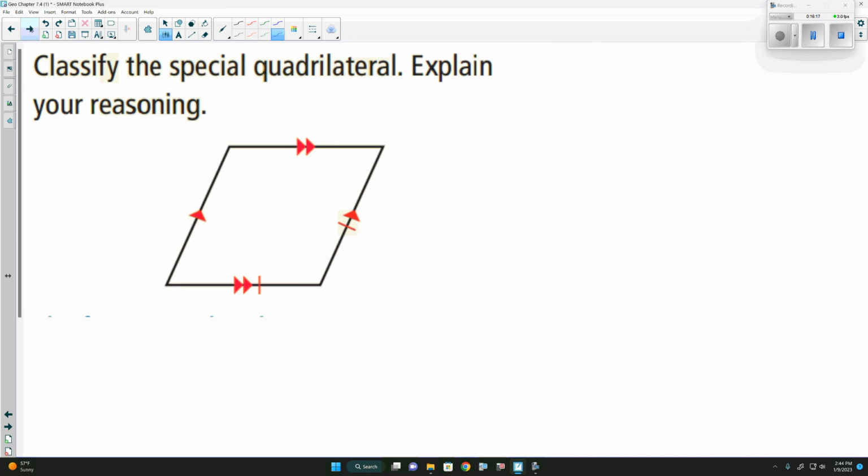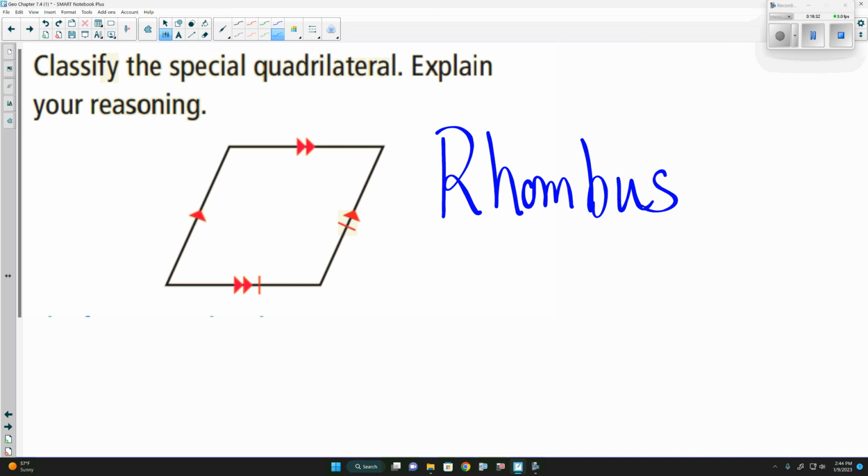No. Classify the special quadrilateral. It is a parallelogram. It is a rhombus. So it tells us the bottom side and this side are congruent, yes? Now it is a parallelogram, yes. We have two sets of parallel sides, yes? And in all parallelograms, the opposite sides are congruent. Since the bottom one has one mark, the top side we consider to have one. Since the one on the right has one mark, we can consider the one on the left to have one. So all four sides are congruent.